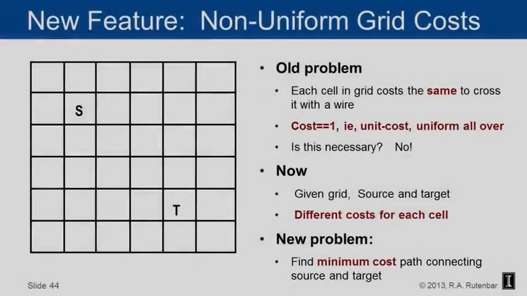So let's go look at what cool things we can do with non-uniform costs in our maze routing grids. The next feature that we're going to add to our basic maze routing core is to allow the individual squares in the grid to cost something other than 1 to use as a part of a path.